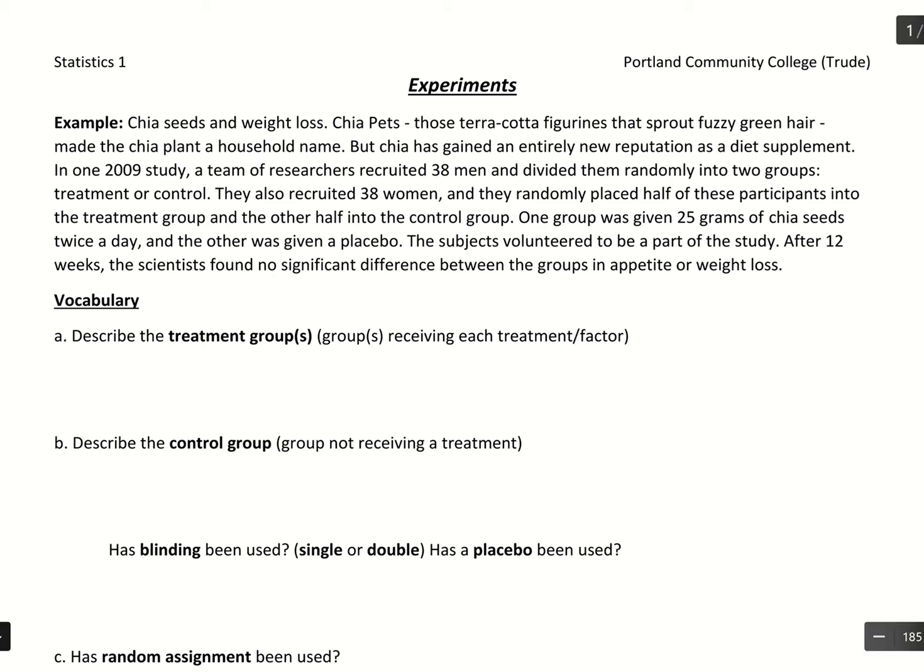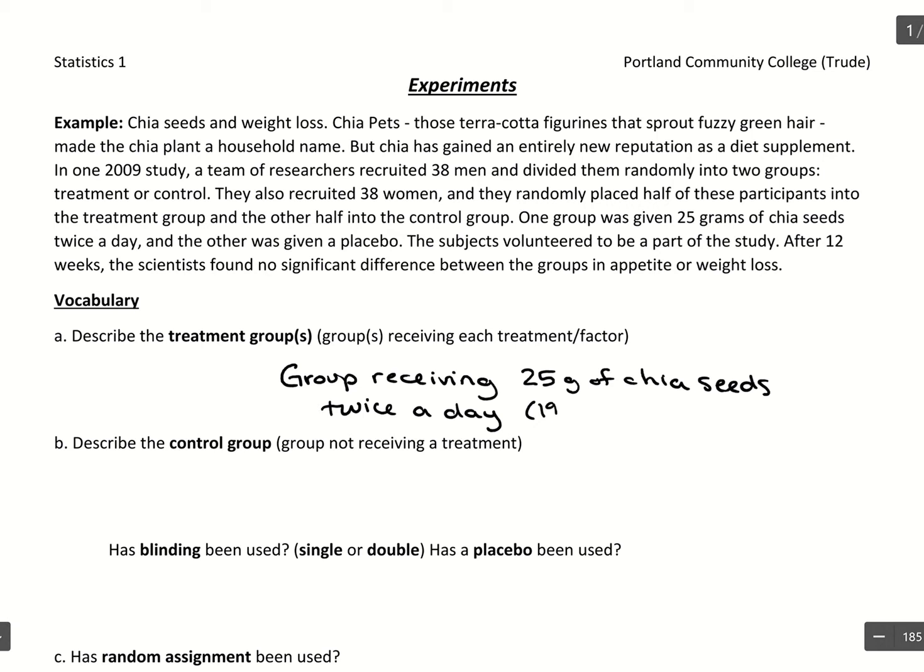So for the treatment group, that's the group receiving the chia seeds. So, group receiving 25 grams of chia seeds twice a day. And you could be more descriptive with who's in the group. In this case, it's going to be 19 men, 19 women. So you could add that description in there.